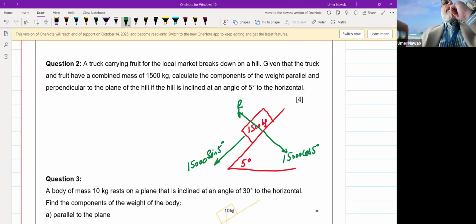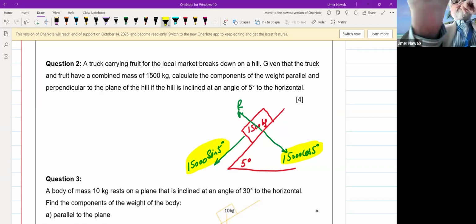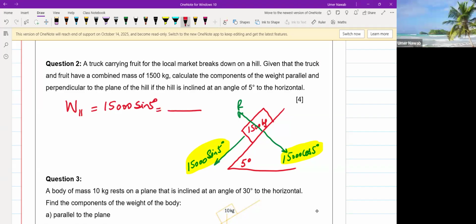A truck carrying fruit for a local market breaks down on a hill. Given that the truck and fruit have a combined mass, calculate. We just need to find the weight components. This is needed, and this is needed. So the weight component parallel to the plane is 1,500 sine of 5, and that will give you the answer. And W perpendicular to the plane is 1,500 cosine of 5.